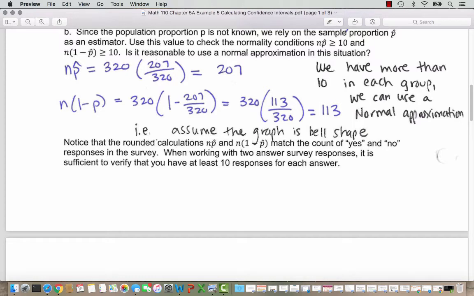And then notice here that these rounded calculations, n times P hat and n times 1 minus P hat, match just the count of yes and no responses in the survey. So when we're working with 2-answer survey questions, it's sufficient to verify that you have at least 10 responses for each answer. So if you've got a table with your data already, you can just check to see, are there at least 10 folks in each group that we're counting up here? So it's not necessary to go through these calculations. If you can verify from the table, you could write a sentence to say, we verify there are at least 10 responses in each group. So we have enough data to use this normal approximation.